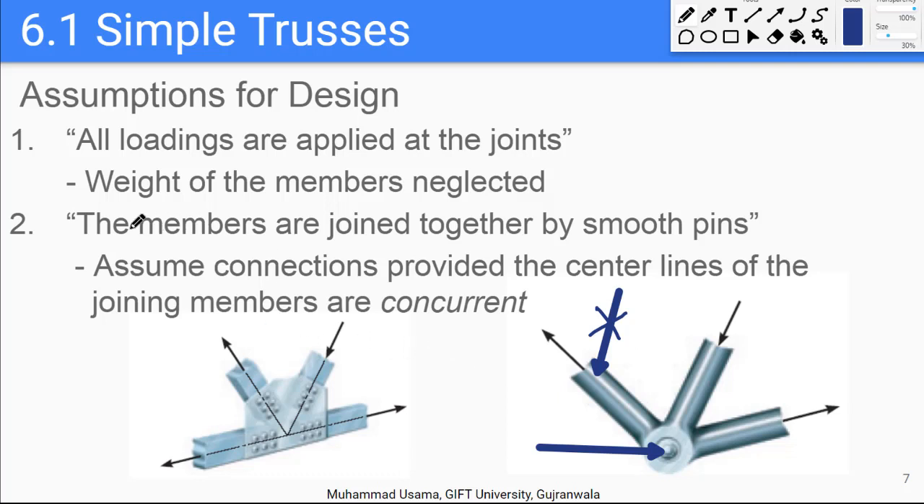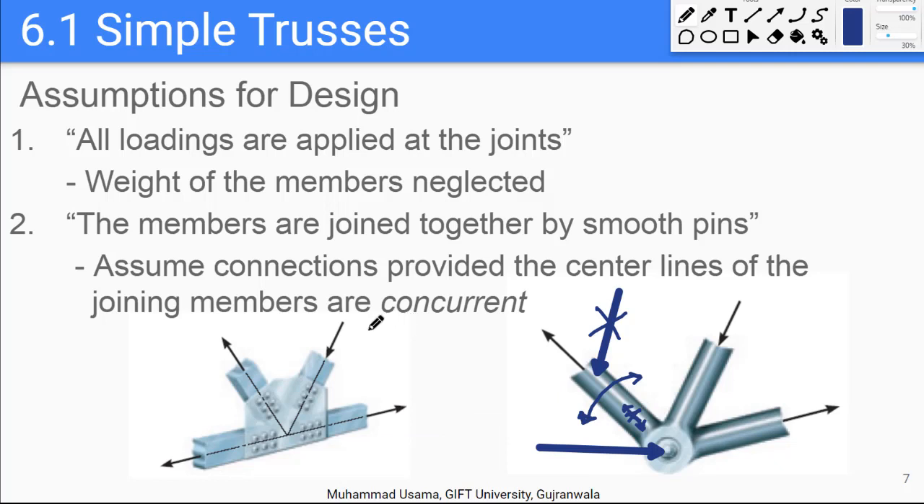The second assumption that we are going to make is that the members are joined together by smooth pins. Okay, so we would assume that each of the joints is basically a smooth pin joint. So that means that these members are free to rotate, so they can always rotate about this axis, but they cannot translate in either of the directions. So these joints only restrict translation of the members, they do not restrict the rotation of the members. This is again an assumption in most practical situations.